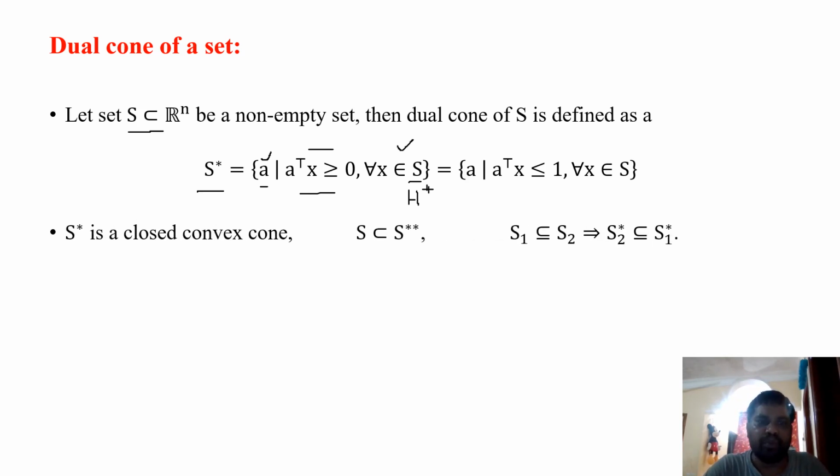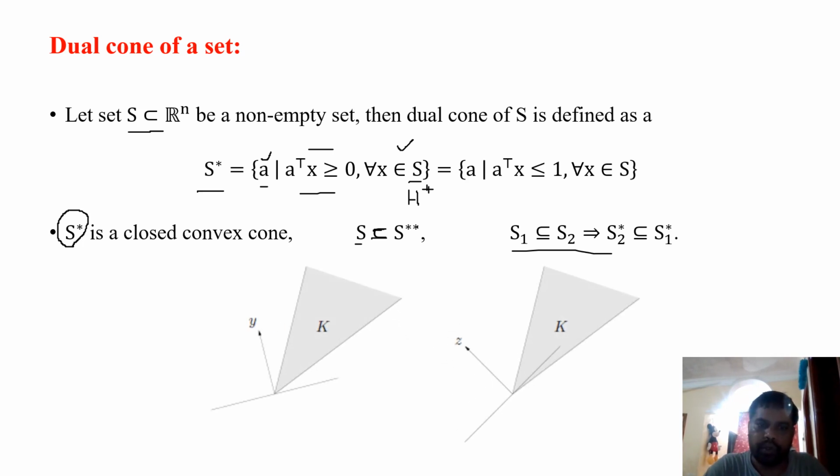And there are a few properties. The dual cone always happens to be a closed convex cone. Further, if you define a dual cone for a given set, then the set itself is a subset of its dual cone. And vice versa, if you take the double dual, then equality would come here. And these are further relations you can look into.